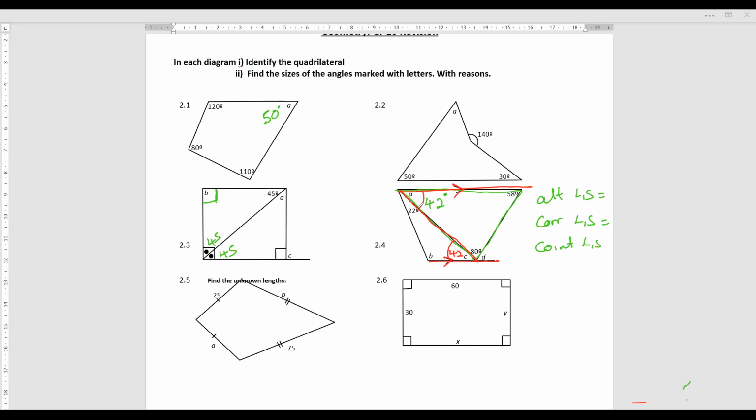Now remember, geometry, we want reasons. So I'm telling you the reasons. Please write it down. I will post a copy of this worksheet up on Teams later. Then we're going to go to B. How would we find B?